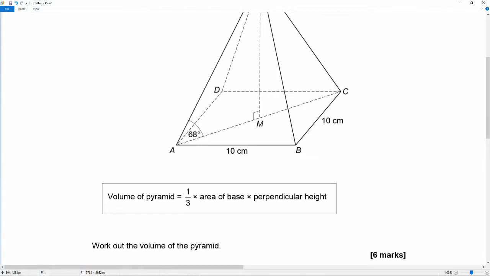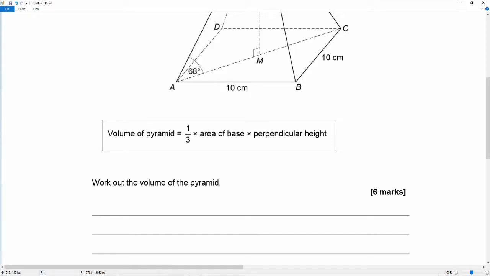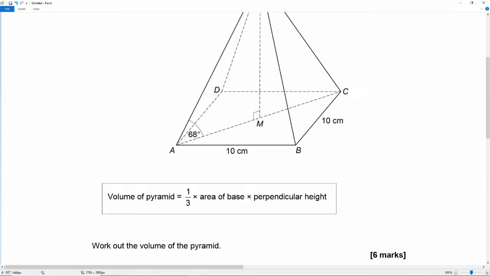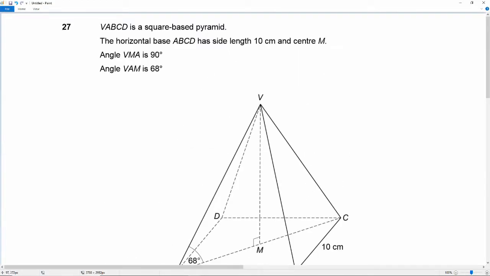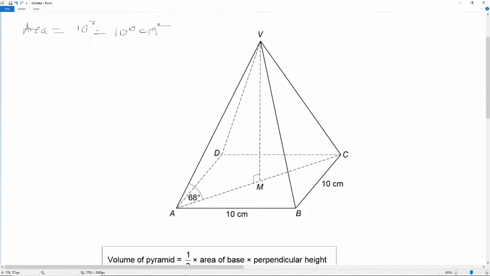Okay, so volume of a pyramid is 1/3 times area of base times perpendicular height. Work out the volume of the pyramid. Right, so I'm going to need the perpendicular height. Well, let's do the easy bit first. Area of base. It's a square, so that's equal to 10 squared, equals 100 centimeters squared. Nice and easy to get us in a good mood.